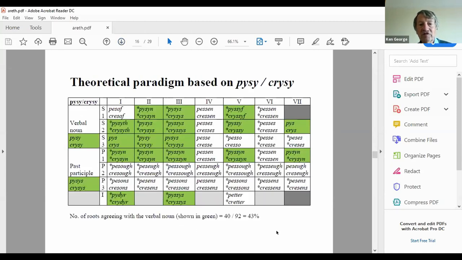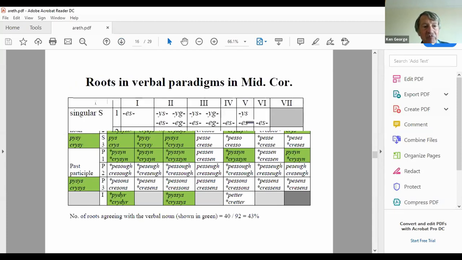So we can now develop four different paradigms based on the four different verbal nouns. If we take pizzy, quizzy, then we find that this will be the paradigm that you would get if you apply all these changes in order. And the entries in green here are those which correspond to the verbal noun.